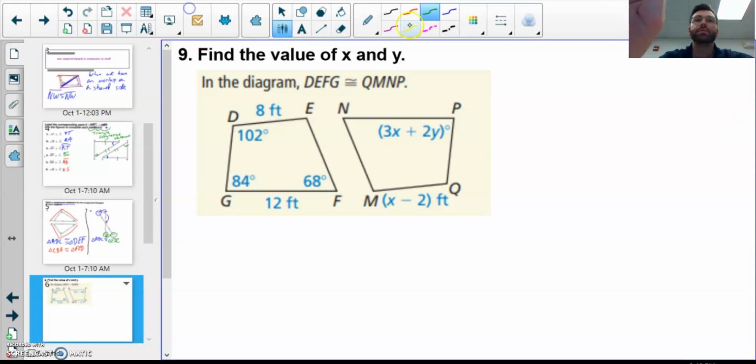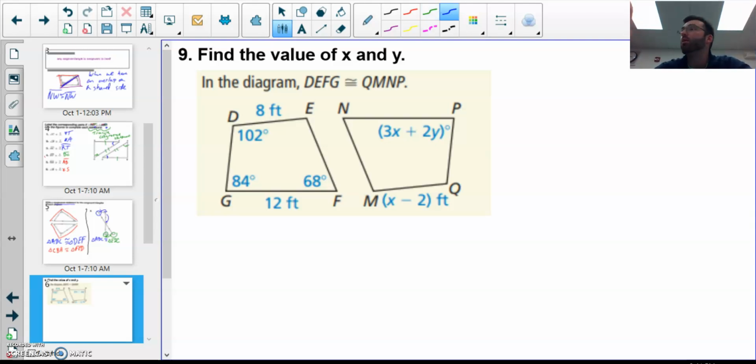It's pretty sweet. Okay, so in this diagram, these two polygons are congruent, these two quadrilaterals. We want to find the value of x and y. All right, so to find the value of x and y, I want to set my corresponding parts congruent. Now, a lot of us are thinking, holy cow, I don't want to do a system of equations. Well, we might not have to.